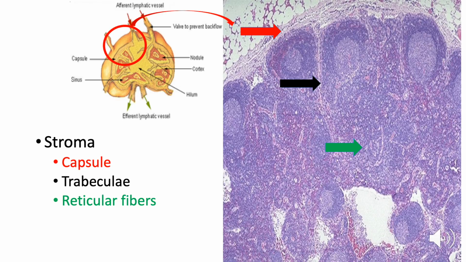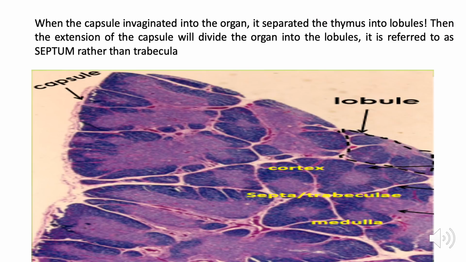Remember, in the lymph node, the capsule will form small invaginations, and these small invaginations will be referred to as trabeculae. In the case of the thymus, once the capsule invaginates the thymus, it will actually divide the organ into lobules. As you can see, you have here one lobule, and this lobule is separated from this lobule, and this lobule is also separated from this lobule. So, the part where the capsule invaginates the thymus, you will not call it a trabecula. You will call it a septum, because a septum is supposed to separate things into compartments.